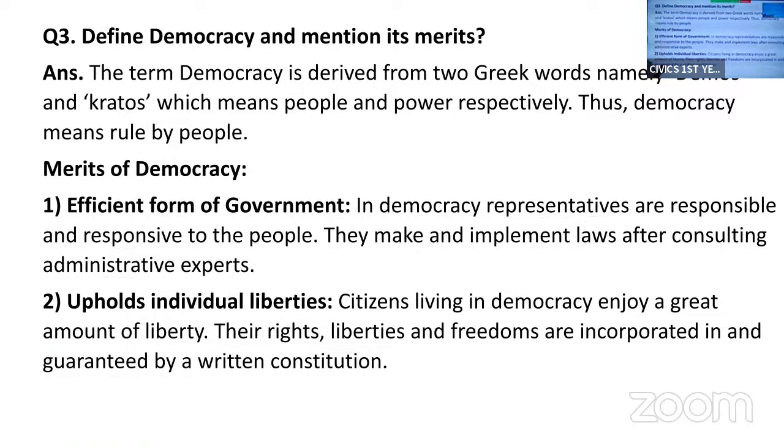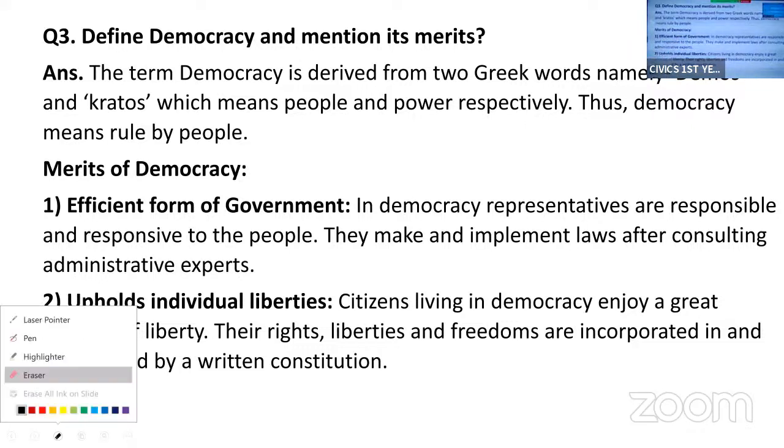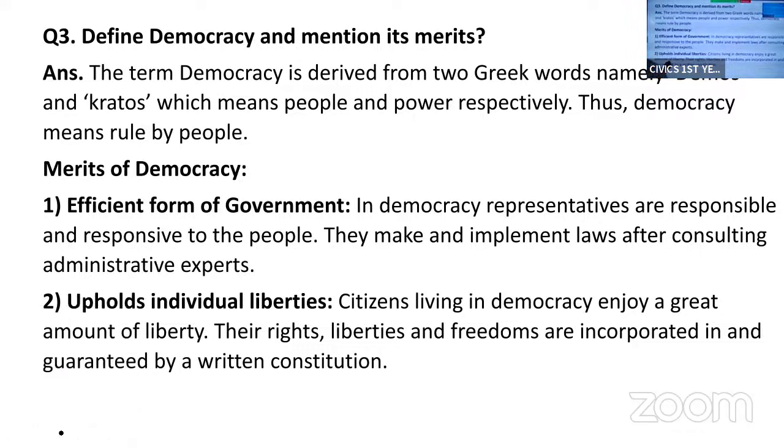So the first merit of democracy is that it is an efficient form of government. And the second is that individual liberty is protected. Uphold means protected. How are the liberties protected? The fundamental rights of the people are incorporated in the Constitution, and through the Constitution, the rights are protected. So democracy is an efficient form of government, and it upholds individuals' liberty. Let us move to the next.